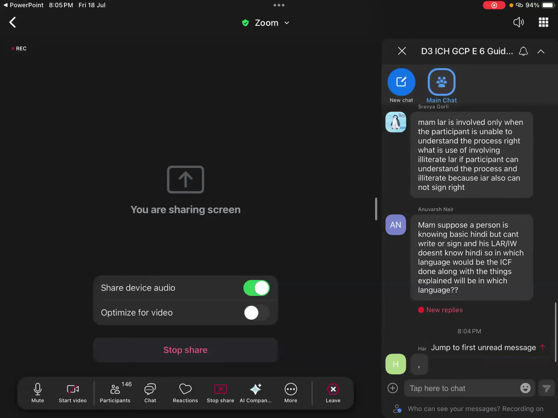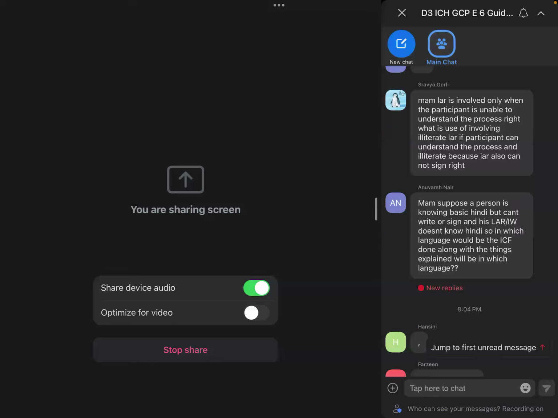Okay. There is one question, ma'am. LAR is involved only when the participant is unable to understand the process. Legally acceptable representative. Okay, right. What is the use of involving an illiterate LAR if the participant can understand the process? I think you got a little confused. I can clarify. Suppose we take an example. When we need a LAR, first of all, we need a LAR only when we ourselves are not able to give consent.